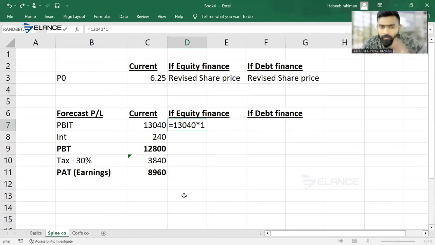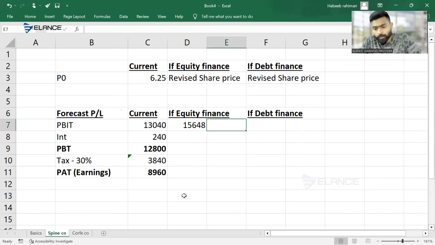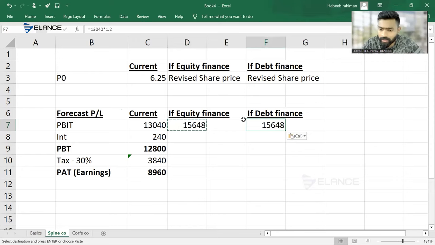Why 1.2? If we multiply by 1, we will get the same answer. I need to increase by 20%, which is more. 20% means 20 by 100, which is 0.2. So it's not only multiply by 1, multiply by 1.2. If it increased by 30%, multiply by 1.3. If it increased by 10%, multiply by 1.1. That's it. So in both cases, the PBIT will be the same.